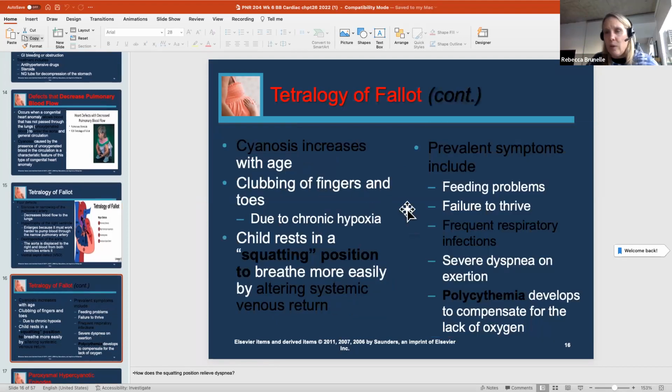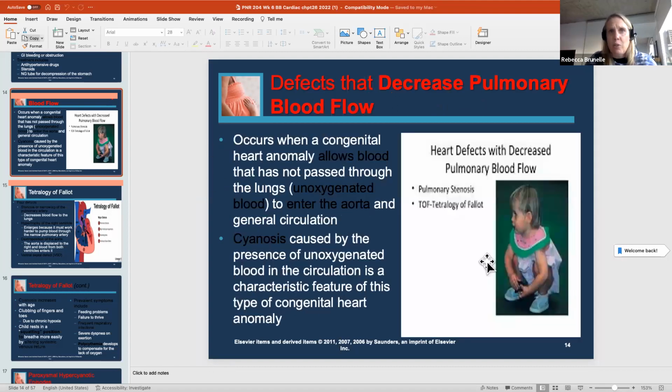So this is another one that they're not always diagnosed right away. There's a wide variety of severity. So as they get older, they could have what they call clubbing of the fingers, where their nail beds look kind of fat and wide, and you can see blueness in their nail beds also. And they tend to do this squatting position. So this little girl is what we're talking about when we talk about a squatting position.